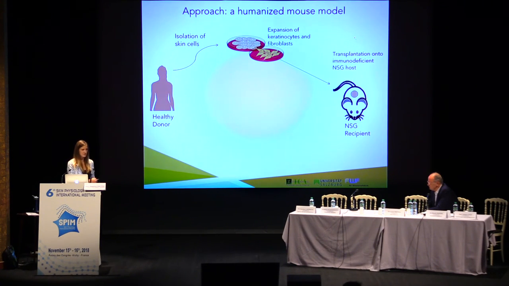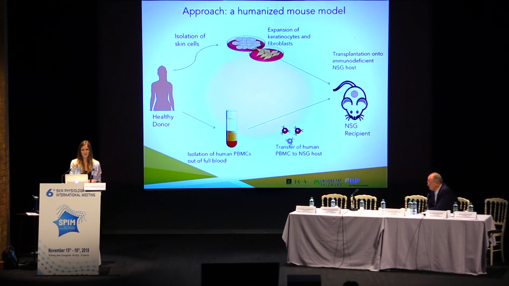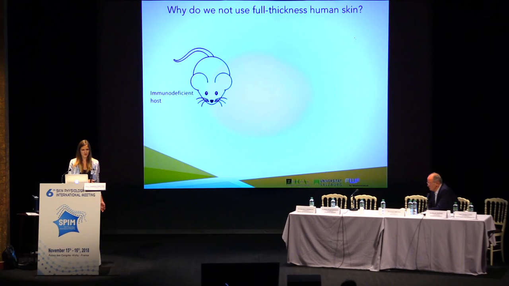Additionally, in parallel, we isolate peripheral blood mononuclear cells from the same donor and adoptively transfer these cells into our immunodeficient mouse. By doing so, we have now created a vessel that would allow us to study T cell infiltration and function within human skin in this immunodeficient mouse. So all the immune cells that we will look at will be of human origin. So why do we bother generating this engineered skin, and why don't we just use full thickness human skin?